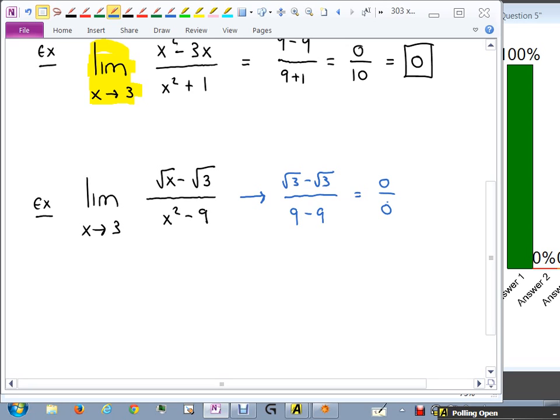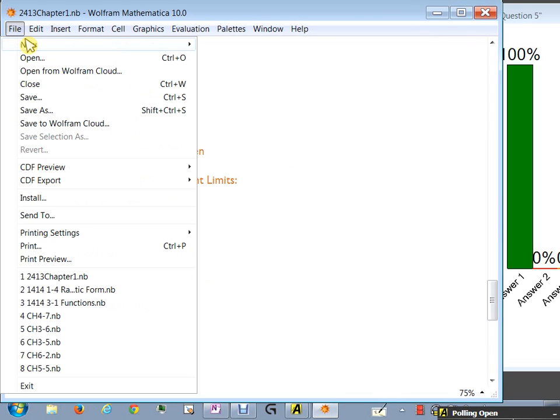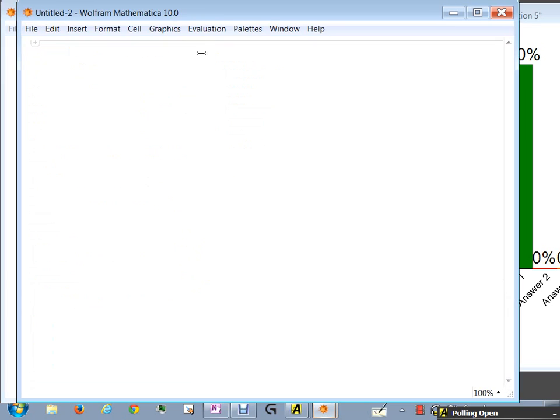Because when you get 0 over 0 in a limit like this, we don't know what the answer is, okay? We do not say undefined. We don't say does not exist. We say that's why we're here. So let me show you a graph of this first. I'm going to show you this graph just to convince you that there is something happening, all right?